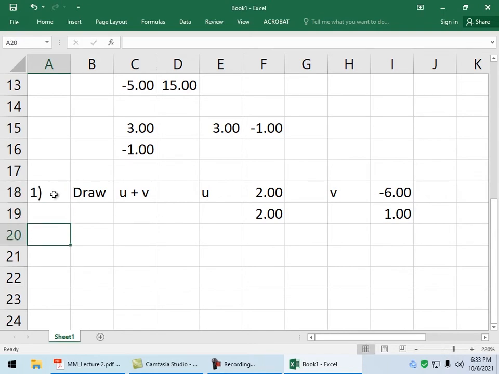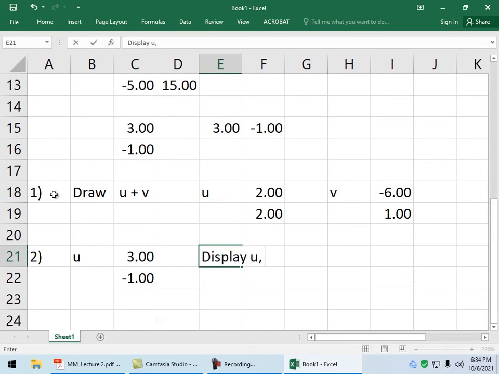For those who are ready, the second theme: vector u is 3 and -1. Display u, 2u and -2/3 u on a graph.